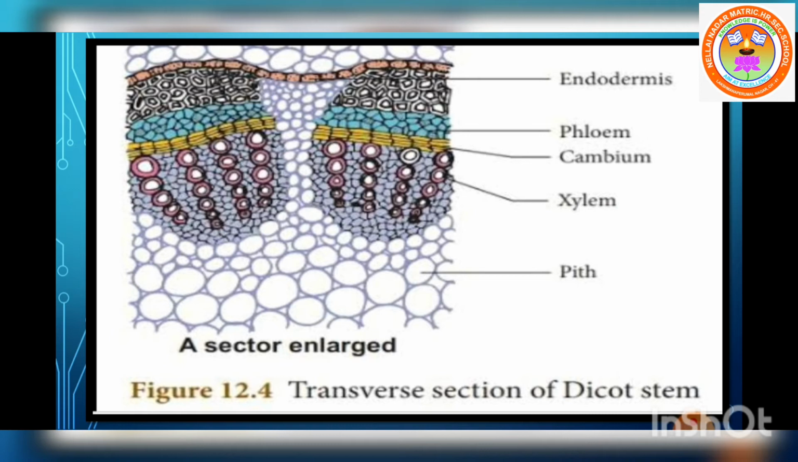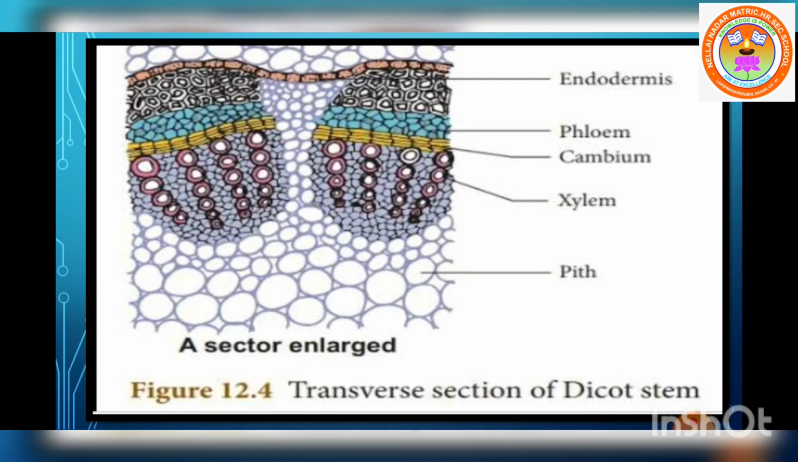The outermost layer of stele is known as pericycle. Next to endodermis, we can see pericycle. This is the outermost layer of stele. Pericycle is a layer of cells that occur between the endodermis and vascular bundles.